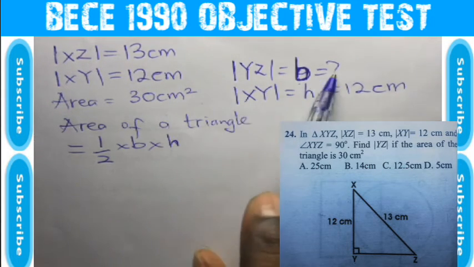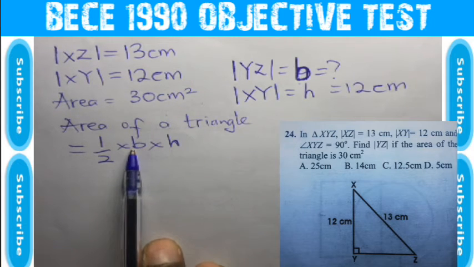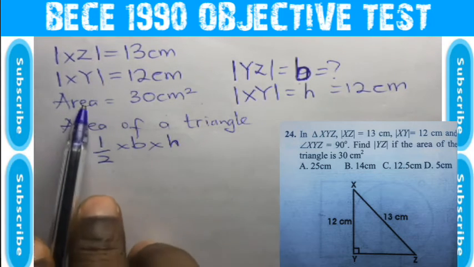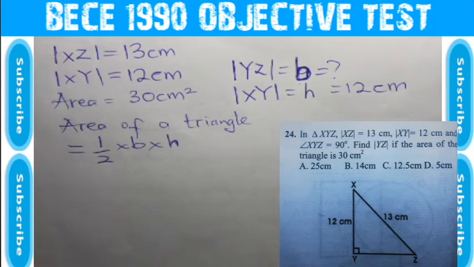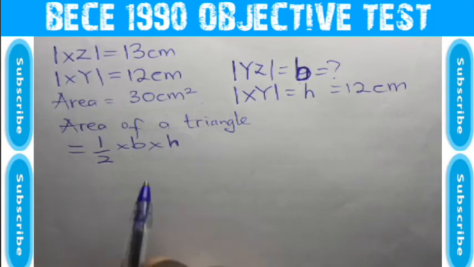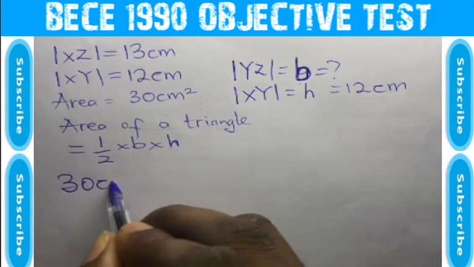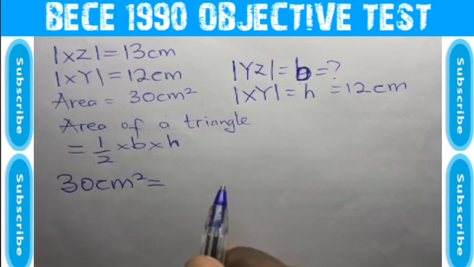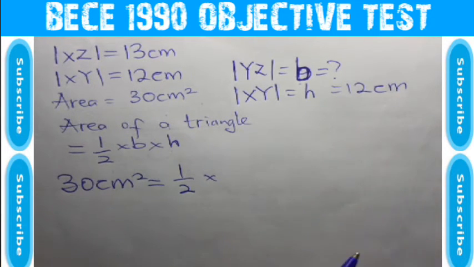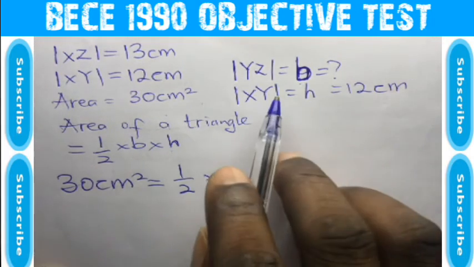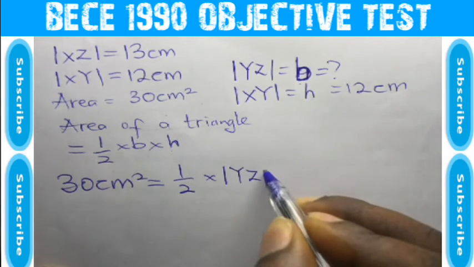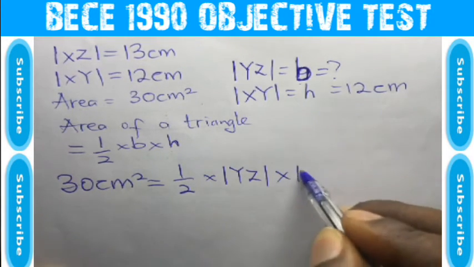So we are calculating for the base, of which we don't know the length. We know the height of the triangle XY to be 12 centimeters, and we have the area of the triangle to be 30 centimeters squared. So let's just substitute all these values into the formula. The area of the triangle is 30 centimeters squared. We put that one down. And then we have the formula to be half multiplied by the base. The base is YZ. Multiplied by the height. Now the height is 12 centimeters.